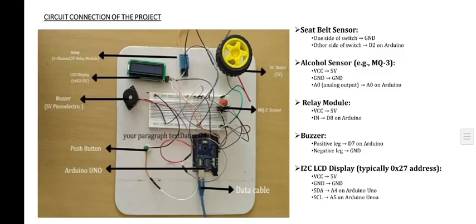Circuit connection of the project. MQ3 sensor VCC to 5V, ground to ground, out to A0. Seatbelt button one side to GND and the other to D2. Relay module VCC to 5V and IN to D8. Buzzer positive to D7, negative to GND. I2C LCD VCC to 5V, GND to GND, SDA to A4, SCL to A5. These connections ensure the hardware can interact with the Arduino UNO for real-time processing.